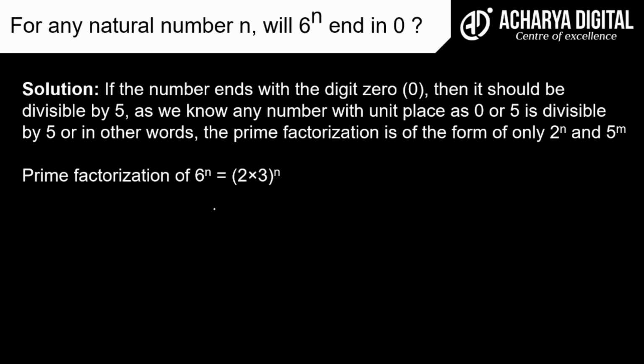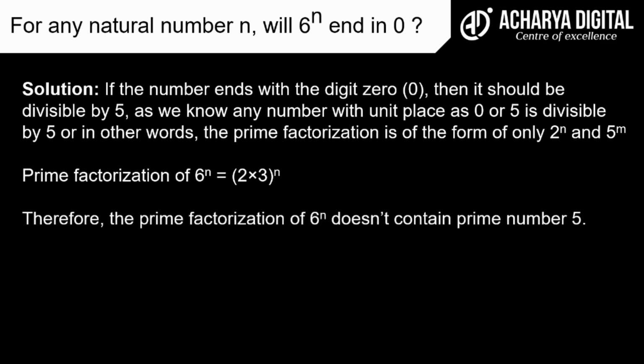So what is the prime factorization of 6 raised to n? It will be 2 multiplied by 3, raised to n, because 6 is written as 2 into 3. Now, if you see here, I have 2, but do I have this 5 factor? No, I have 3 instead of 5. So it is not possible to have 6 raised to n ending with 0 because it does not have the combination of 2 and 5. For making 10, I need the combination of 2 and 5.